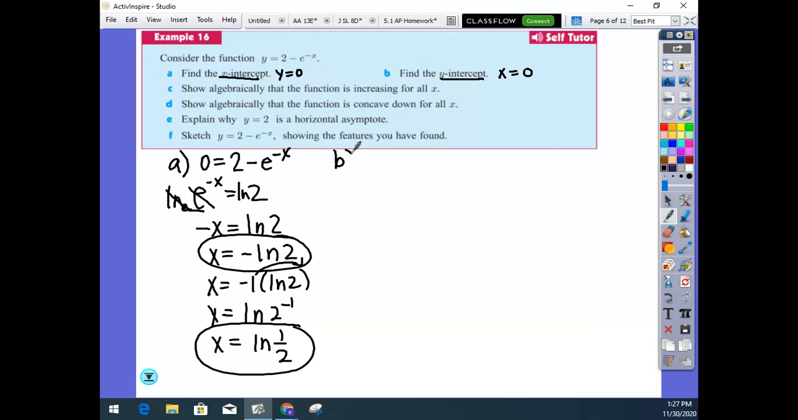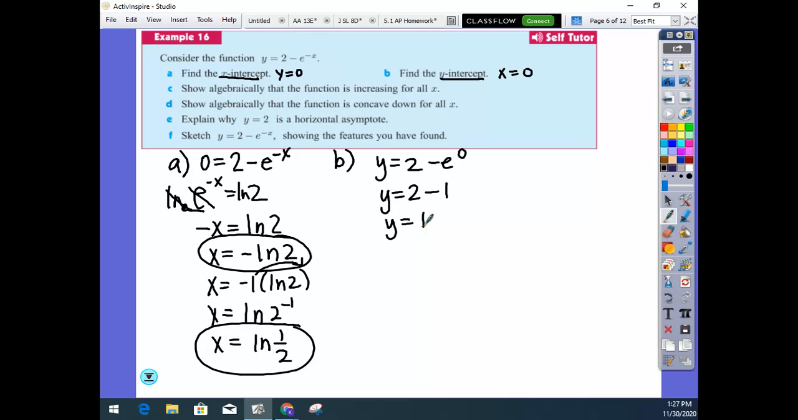All right, letter B. To find the y-intercept, replace x with 0, and anything to the 0 power is 1. So our y-intercept is 1.